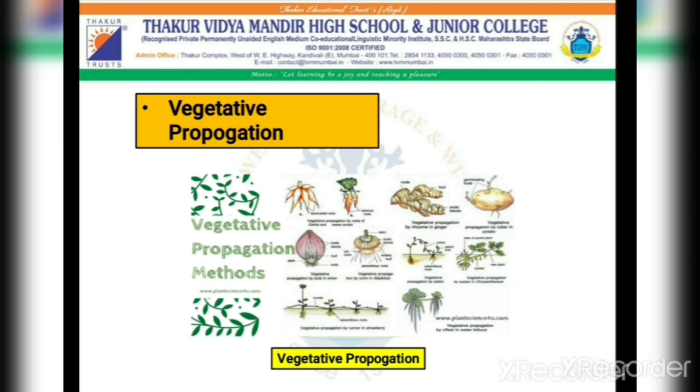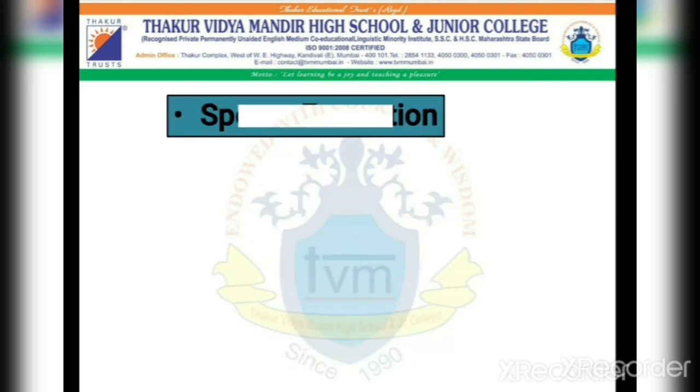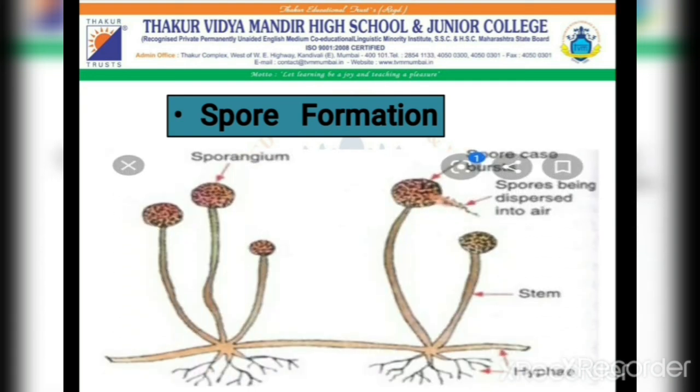The last one is called spore formation. If you see a wet bread, you will see fungus grown if it is kept in a humid place for two to three days. And if you observe it under the microscope, you will see a picture like this. Now this is the picture of a fungus like mucor, which has filamentous bodies. These are the filaments.